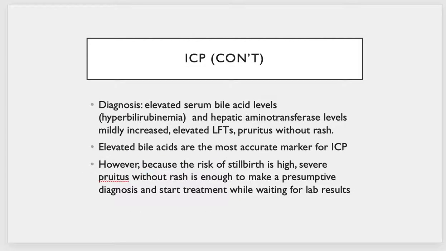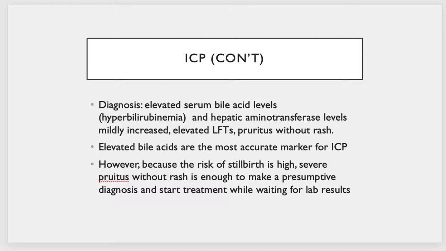The diagnosis is made by drawing labs. So we would draw serum bile acid levels and look for elevations there, that hyperbilirubinemia. Try to say that 3 times fast. We also look for hepatic aminotransferase levels. We would usually see them be mildly increased. And then we would also do a liver function test, so ALT, AST, and they would be mildly increased. But our big clue is going to be that itchy skin without any rash.